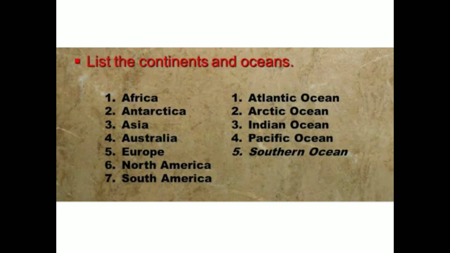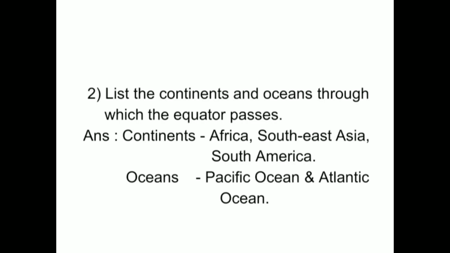Here we have a list of continents and oceans. There are 7 continents. They are Africa, Antarctica, Asia, Australia, Europe, North America, South America, and the 5 oceans are Atlantic Ocean, Arctic Ocean, Indian Ocean, Pacific Ocean, and Southern Ocean. Got it, students? Now the second question is, list the continents and oceans through which the equator passes.